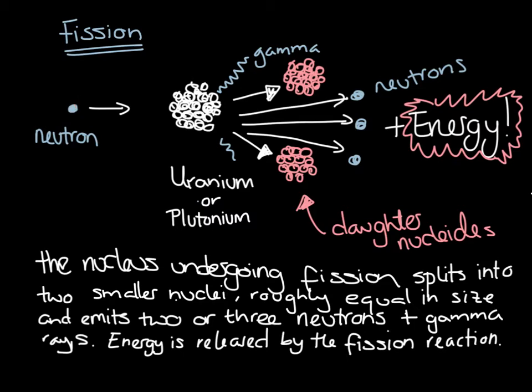So when this neutron is absorbed by this uranium or plutonium nucleus, lots of things happen. This nucleus then splits into two smaller bits called daughter nuclides. There's some gamma radiation given off, there's energy released, and more neutrons, either 2 or 3 neutrons depending on whether it's uranium or plutonium, are released. Really important to remember this energy release, because we use this energy to generate electricity in a nuclear power station.